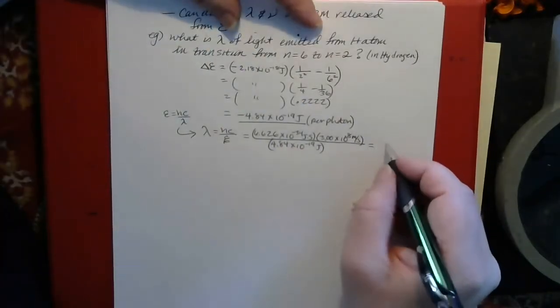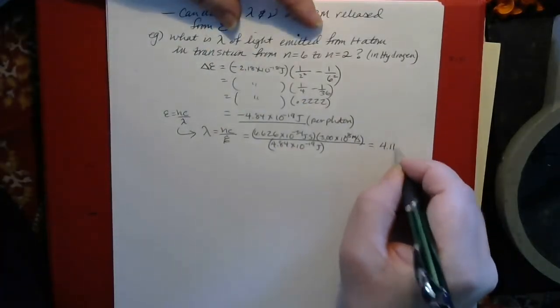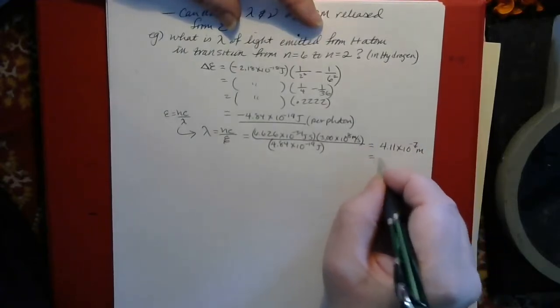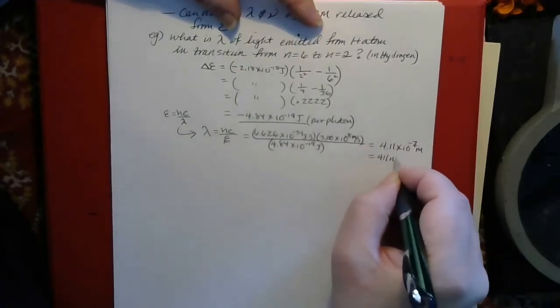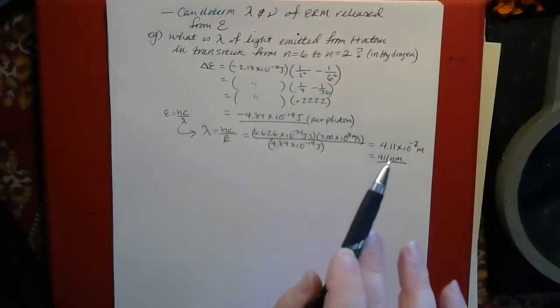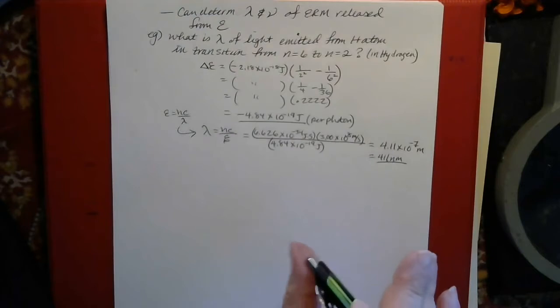And when you work all that out, you get 4.11 times 10 to the minus 7 meters, or 411 nanometers. And that light is violet light.